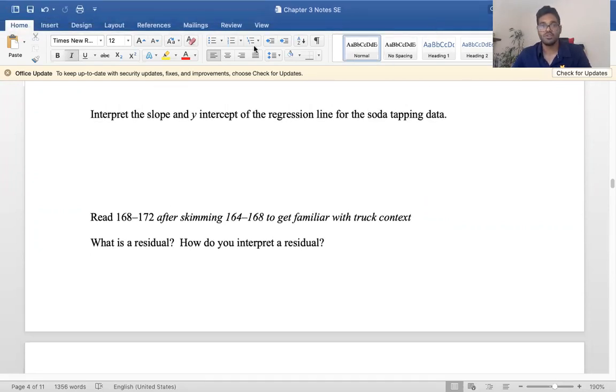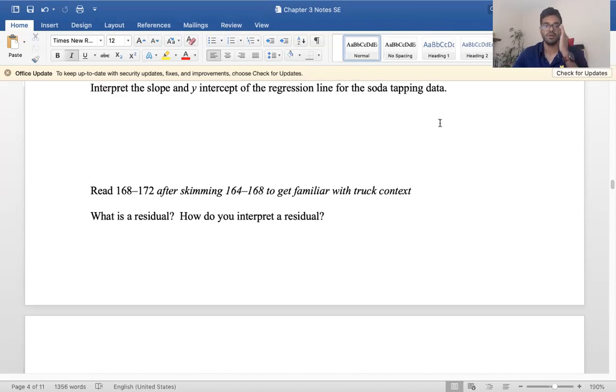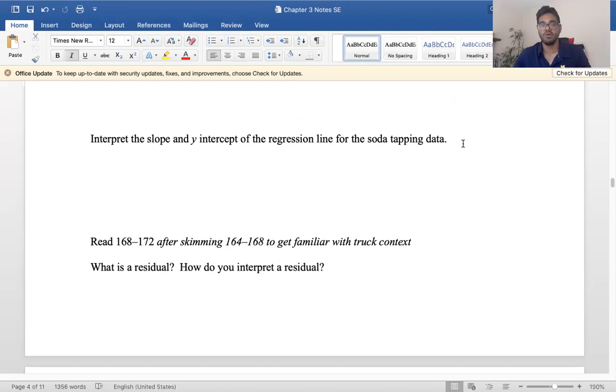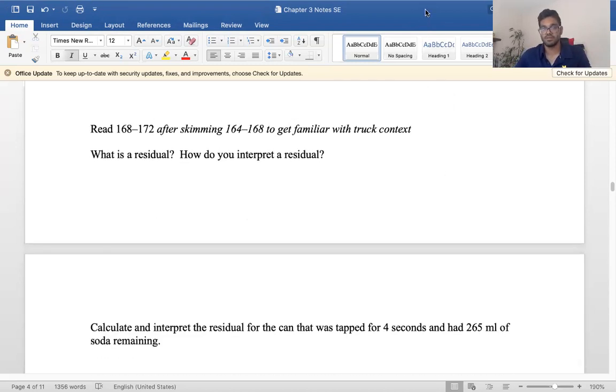So what is a residual? That's kind of where we left off from last time. Last time we talked about a couple different things. What does the slope and y-intercept of the line mean? How to make scatter plots, and talking about how to describe them. So in this video, like I said, we're going to talk about residuals and what they are.